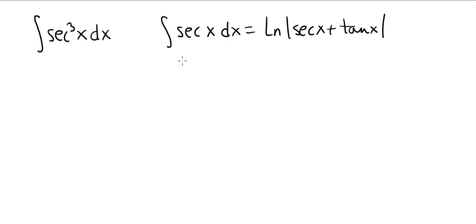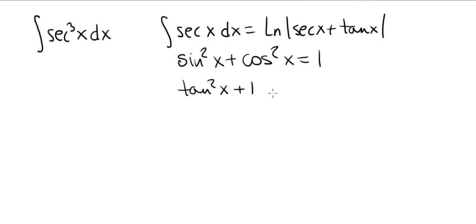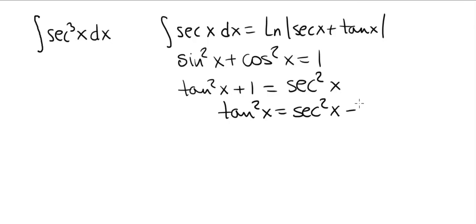We also are going to need the following trig identity. We know that sine squared x plus cosine squared x is 1. Dividing by cosine squared, we get tan squared x plus 1 equals 1 over cosine squared, that's secant squared x. And solving this for tangent squared x becomes secant squared x minus 1.